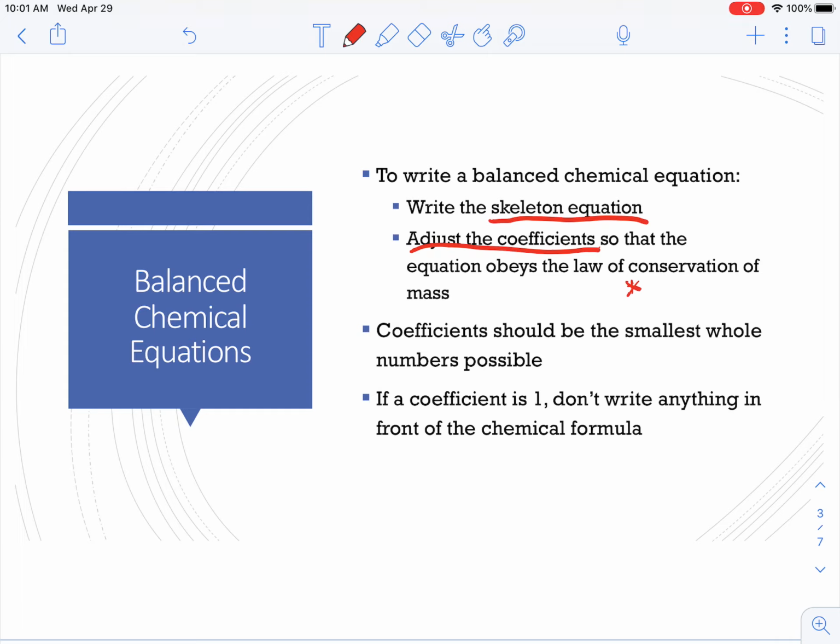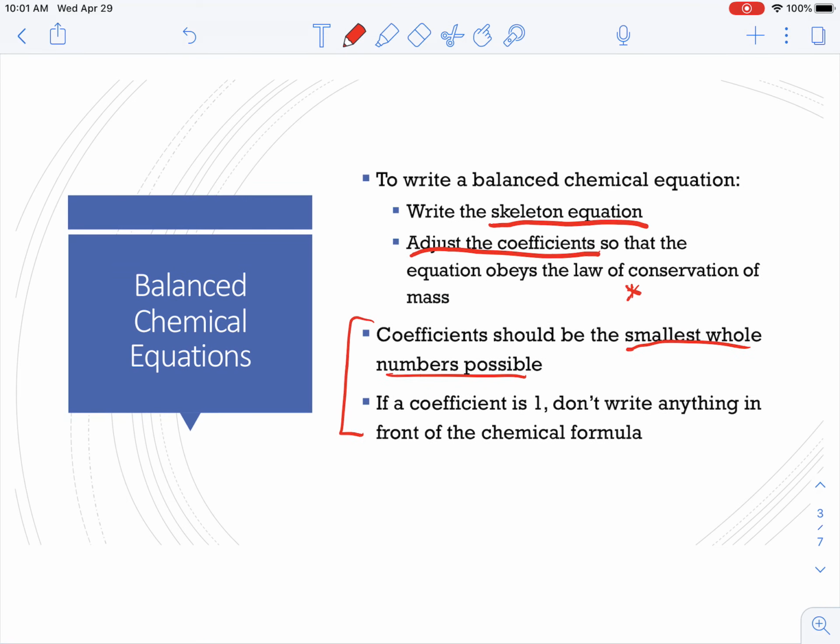One thing to think about, our final answer for a balanced chemical equation has to take into account these last two things. First, our coefficients should be the smallest whole numbers possible. Just like when we had an ionic compound where we could reduce or simplify our subscripts, we're going to want to do the same thing here as well. Let's say we have 2 of element A reacting with 4 of element B to produce 2 of element C.